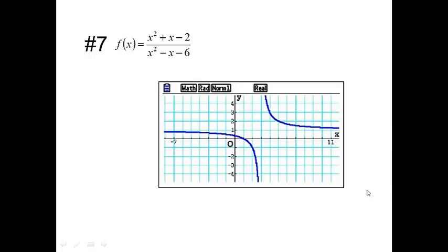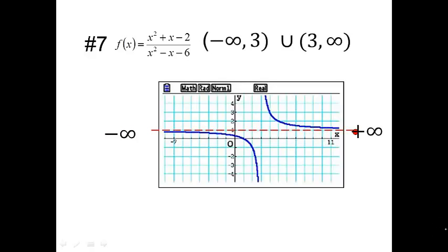Okay, let's hurry this one along. I think you get the idea. You have the domain is negative infinity to 3, from 3 to positive infinity. Horizontal asymptote at 1. Vertical asymptote is at 3 because the 3 will cut your domain into 2 pieces.